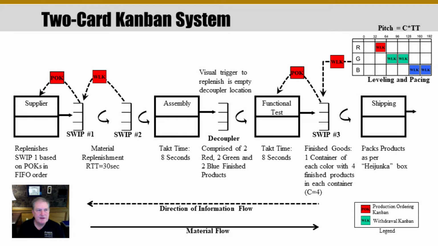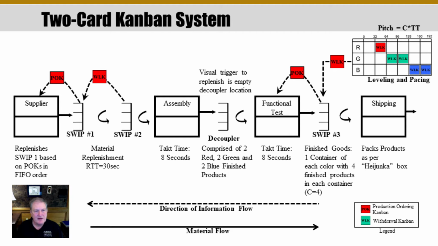This figure is an abbreviated value stream map of the 2-card Kanban system for the simulation. Here we see the Heijunka box in the upper right corner of the diagram, which illustrates the leveling and pacing function. A withdrawal Kanban was removed at time 0 to pick up a container out of SWIP location number 3.